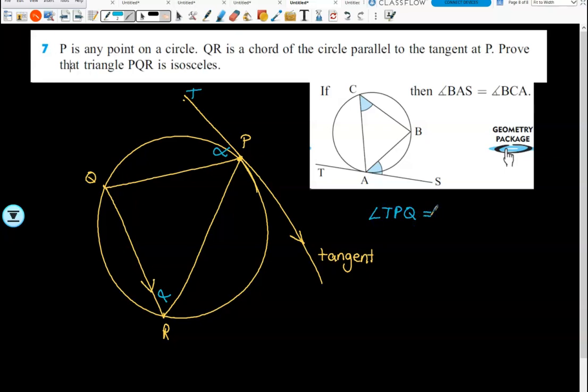Now I'm breaking away from what we've been doing slightly. I've labelled it alpha, but I'm a bit tired of writing alpha over here, so I'm going to say angle TPQ equals angle PRQ. If you want to put the alpha there, you certainly can, but it's more so now just so I can see my working out what I'm doing. Does that make sense? So why? Tangent chord.